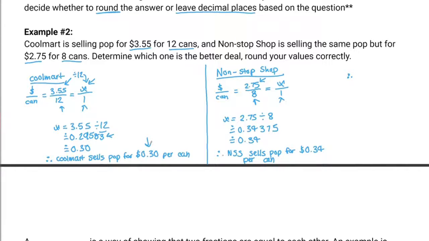In our final therefore statement, we can say which one is the better deal. So Coolmart sells cans for 30 cents, whereas Nonstop Shop sells them for 34 cents per can. And it's pretty clear that Coolmart is the cheaper option, therefore the better deal. So we can write our final statement. So therefore, Coolmart has the better deal. It sells pop for 4 cents less.